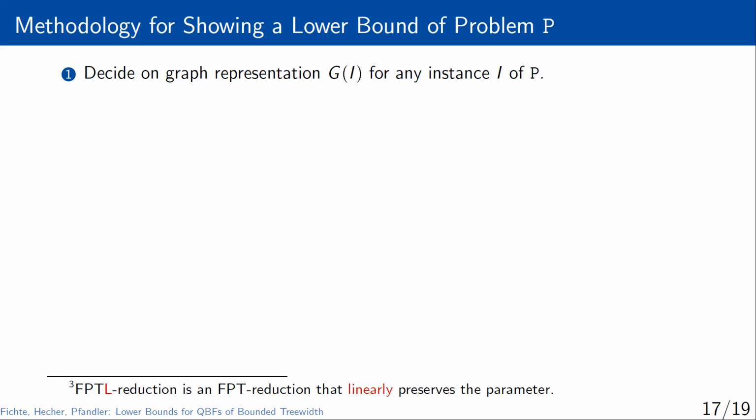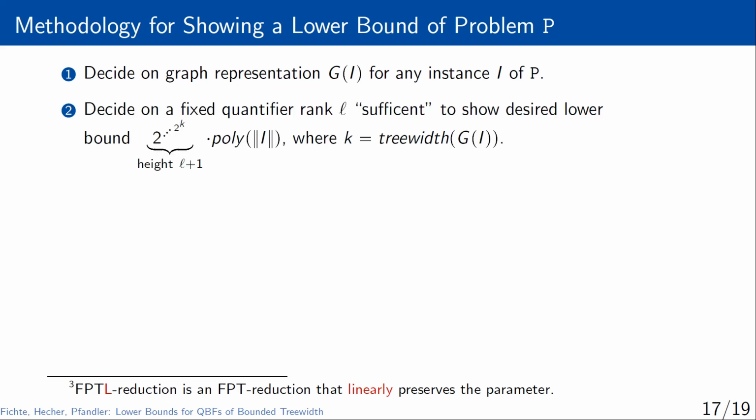This now brings me to the last part of this talk, where we briefly sketch how our reduction simplifies showing lower bounds for Treewidth. First of all, for showing the lower bound for problem P, we need a dedicated graph representation. We decide on a quantifier rank that is sufficient enough, so to say, for showing our lower bound. So for showing an L-fold exponential lower bound in the Treewidth, we require quantifier rank L.